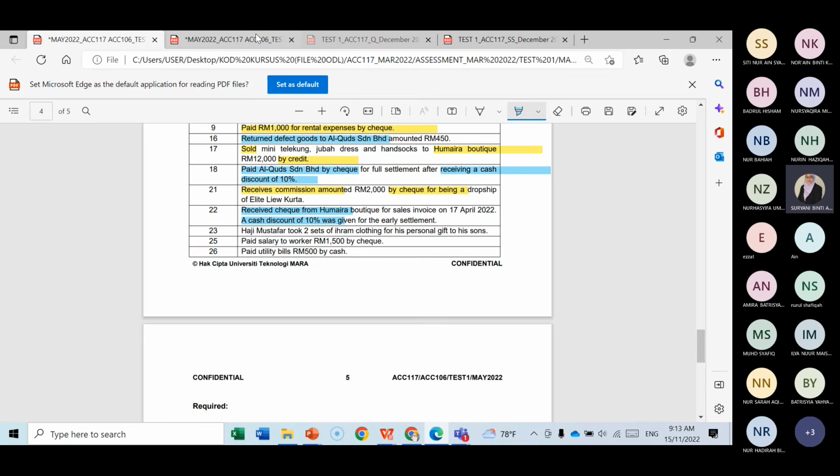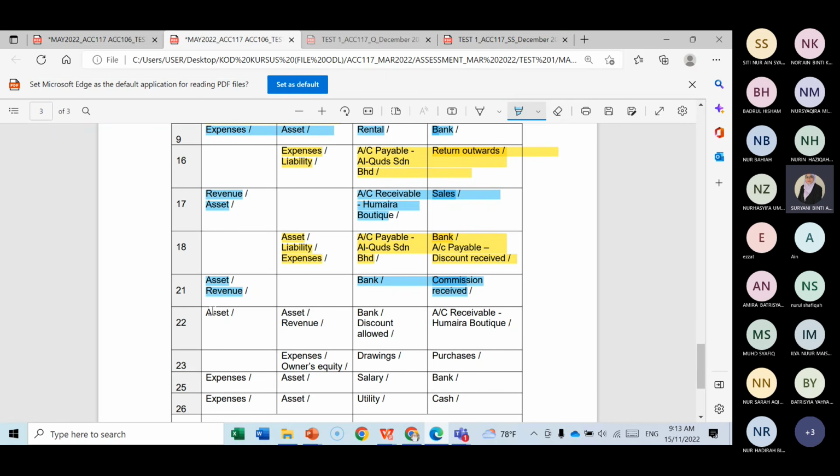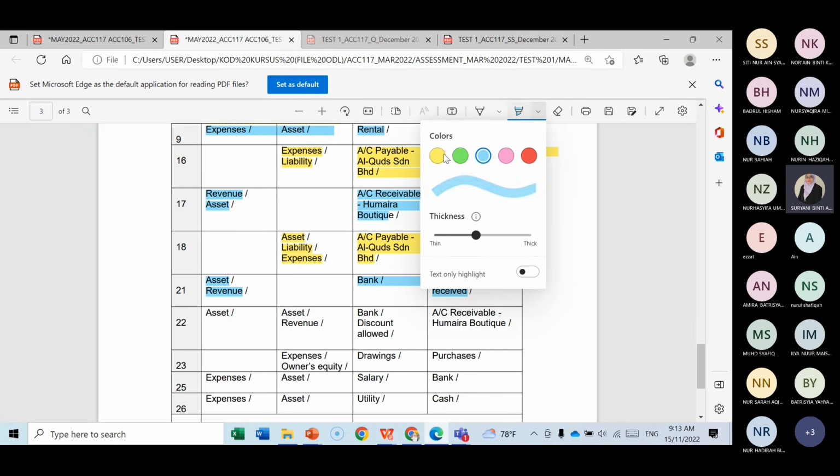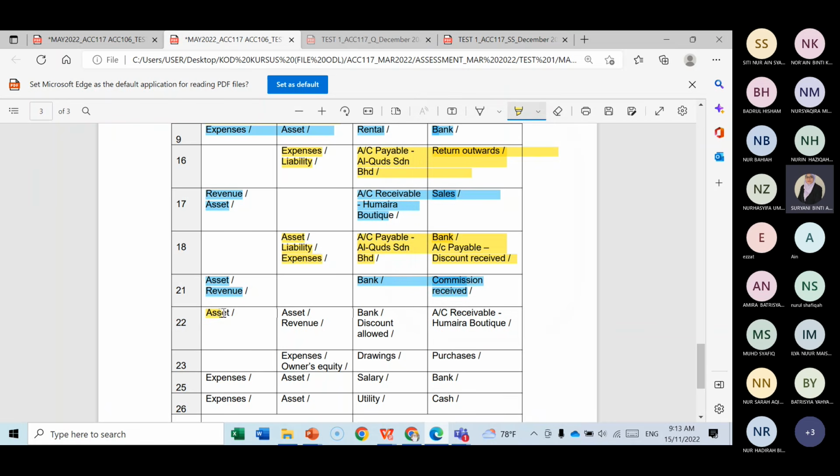So the effect is increase in asset because you receive money from Humaira. So debit bank account. Okay, at the same time, your asset decrease because Humaira settle her debt, so credit accounts receivable Humaira. And when you give discount to Humaira, the revenue will decrease. So decrease in revenue, you will debit the account with the name discount allowed. Is that clear, class?